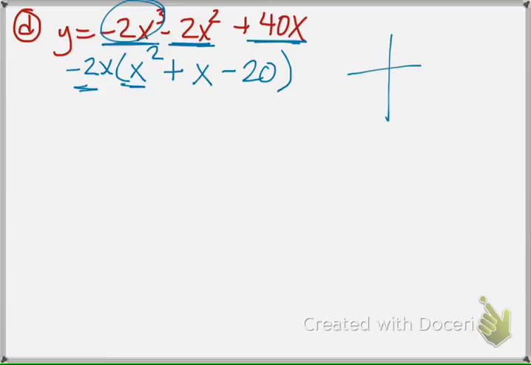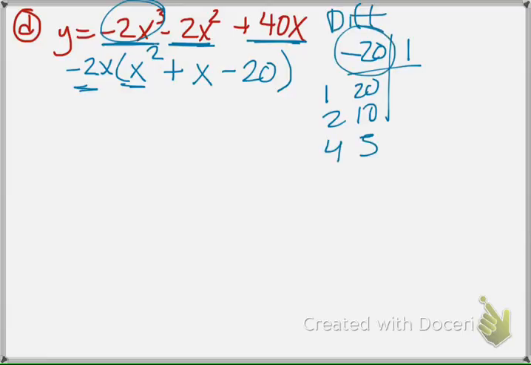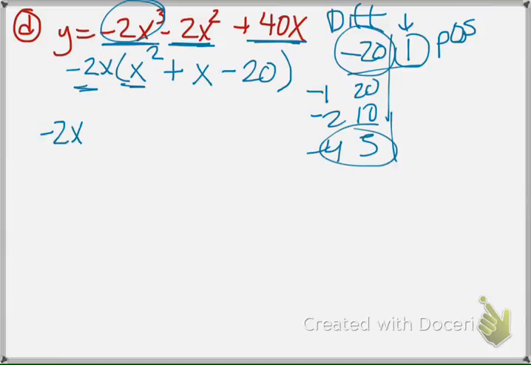So now factors of negative 20 that add up to a 1: 1 and 20, 2 and 10, and 4 and 5. It's a negative, so they have to be different signs. So who's negative, smaller or bigger? Smaller, because we need a positive answer here. This guy's positive. So which one gives me the positive one? 4 and 5. Negative 4 and 5. So negative 2x, x minus 4, and x plus 5.